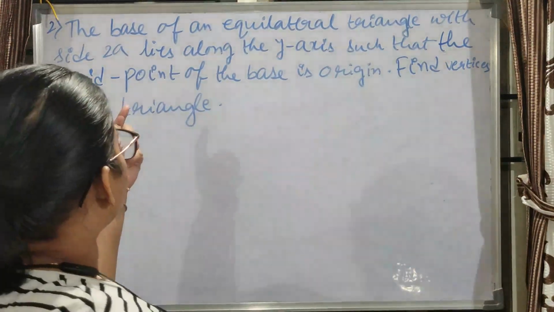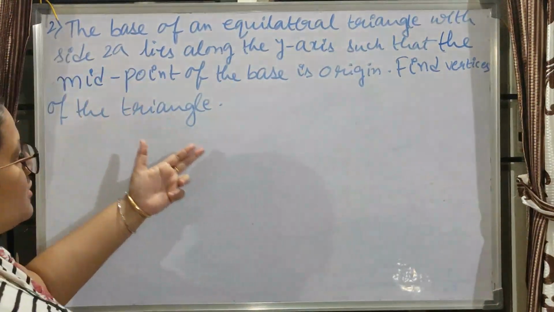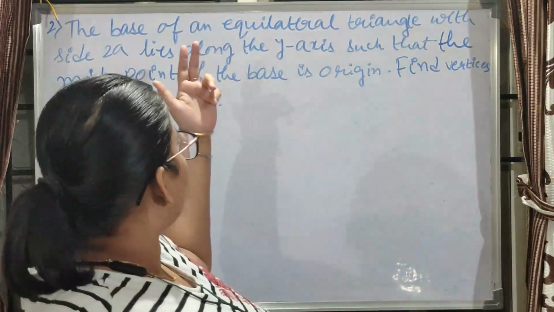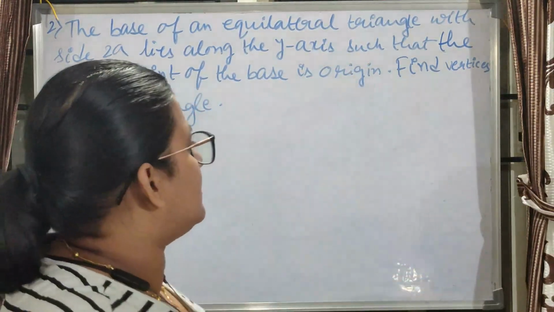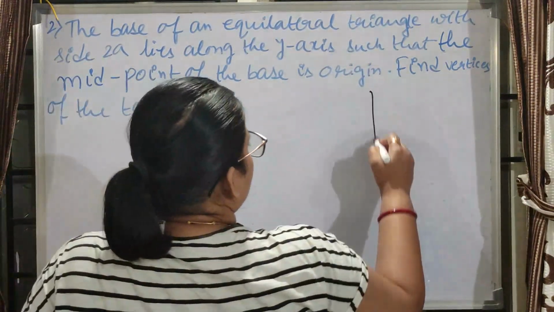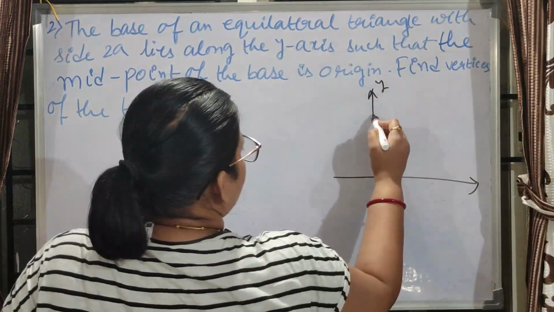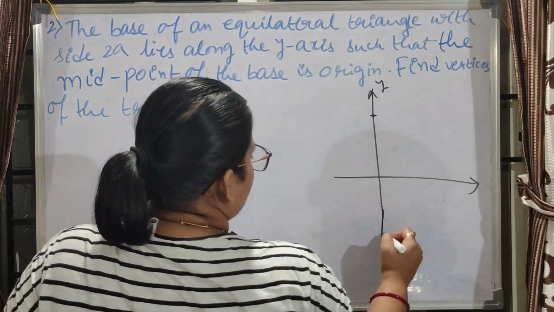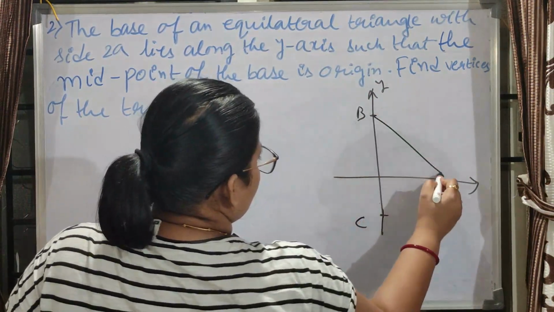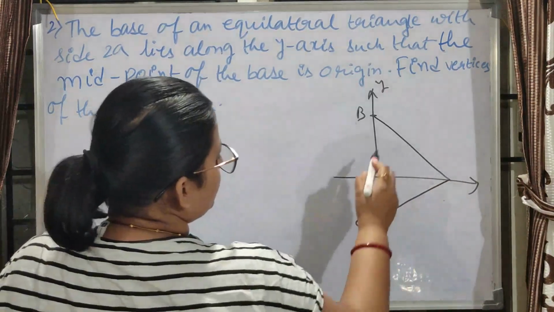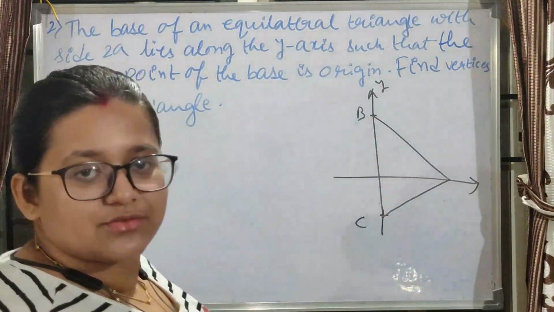Okay guys, the second question was, the base of an equilateral triangle with side 2a, so all sides' length will be 2a, lies along the y-axis such that the midpoint of the base is the origin. So that means they have told us along the y-axis. So like this it will be. So I am taking BC, and A will be the third vertex. Basically it didn't form an equilateral triangle here, but I consider it because it will be the equilateral triangle.